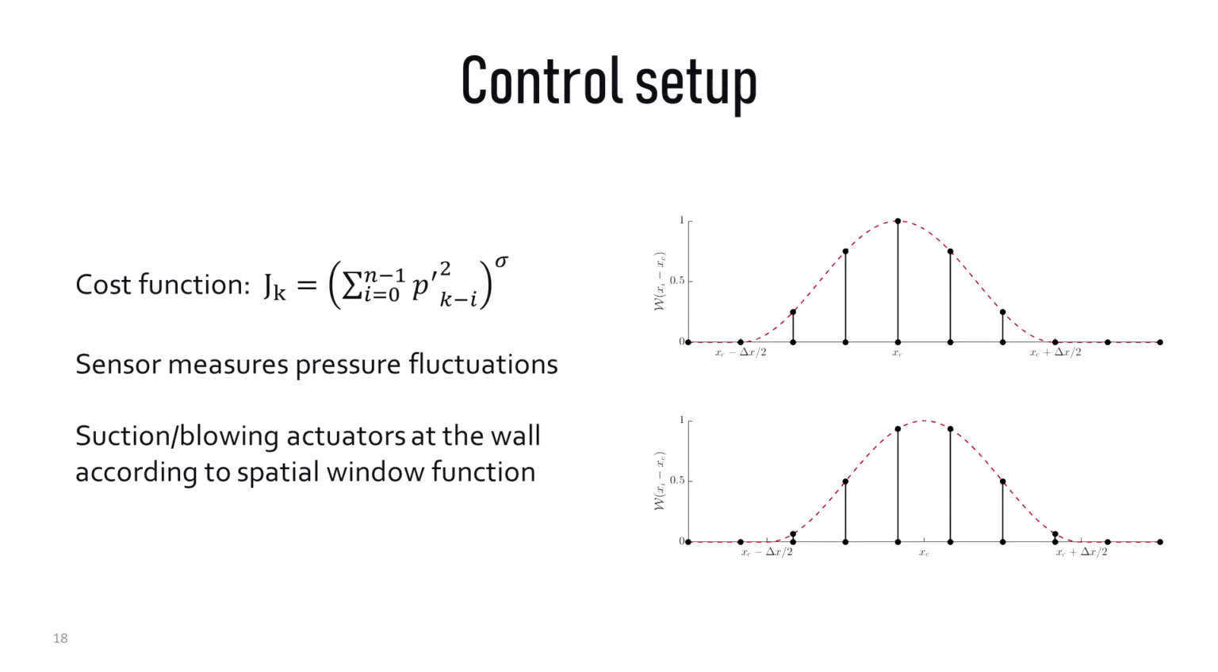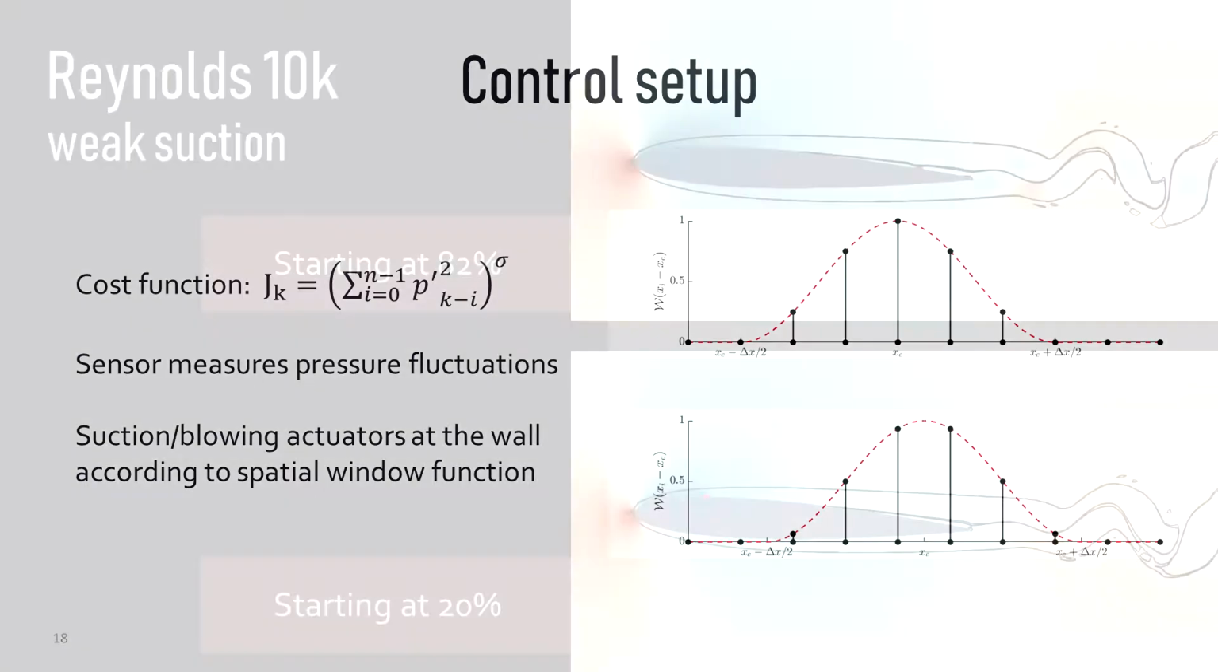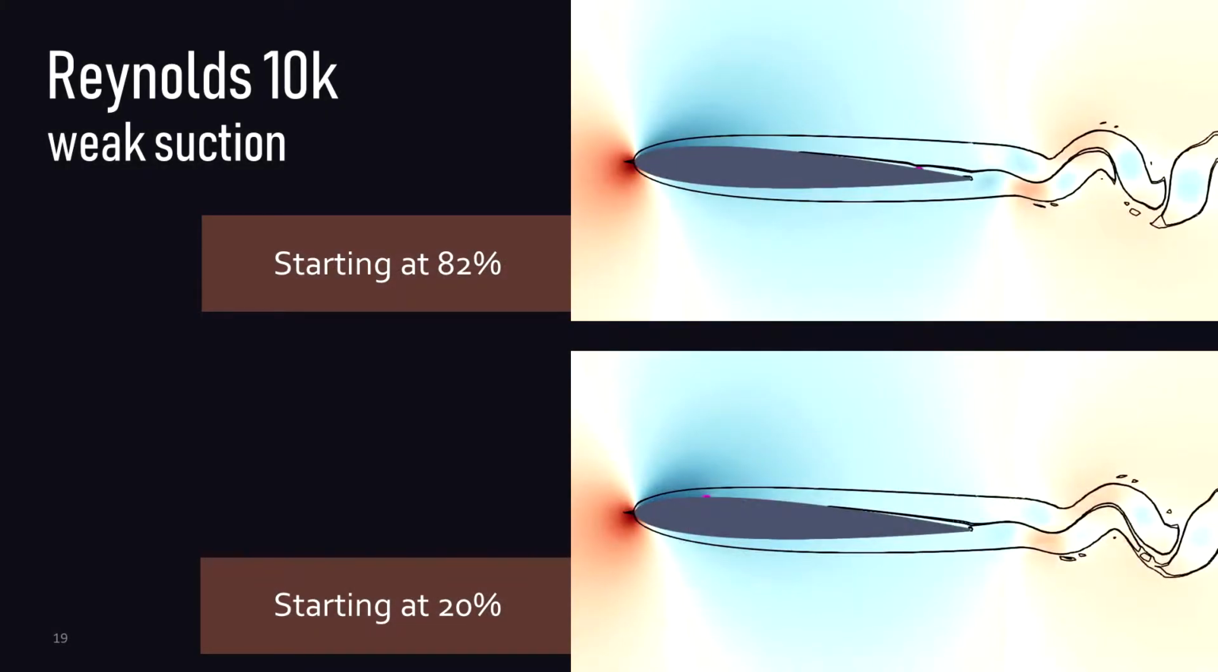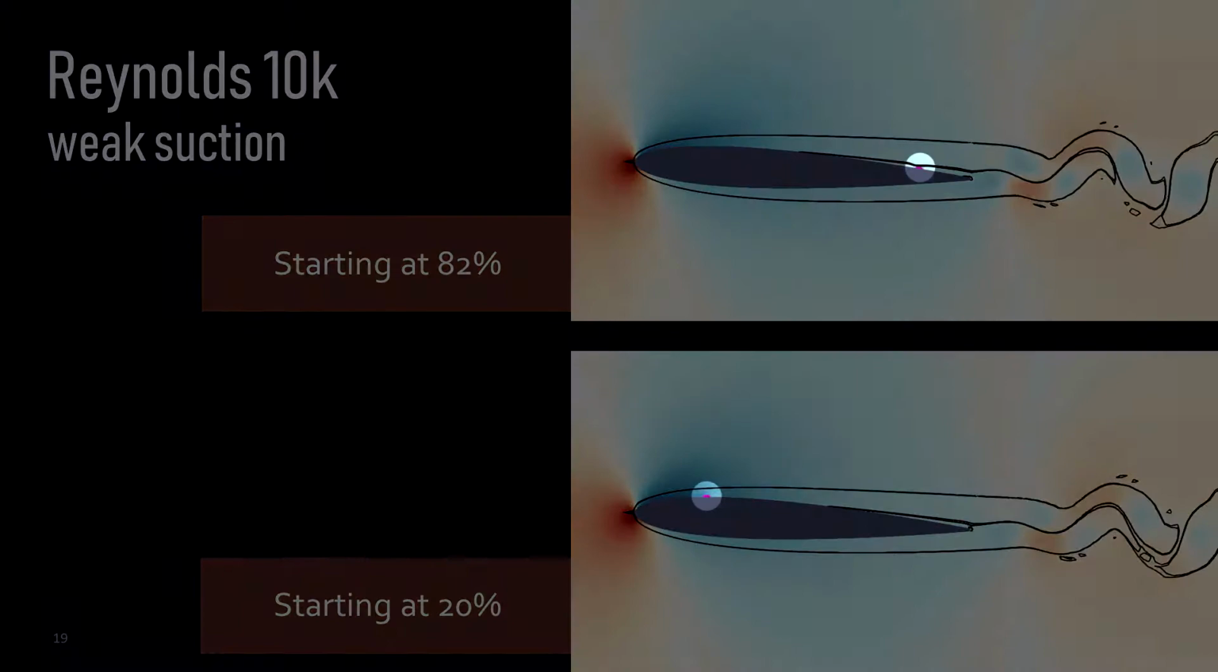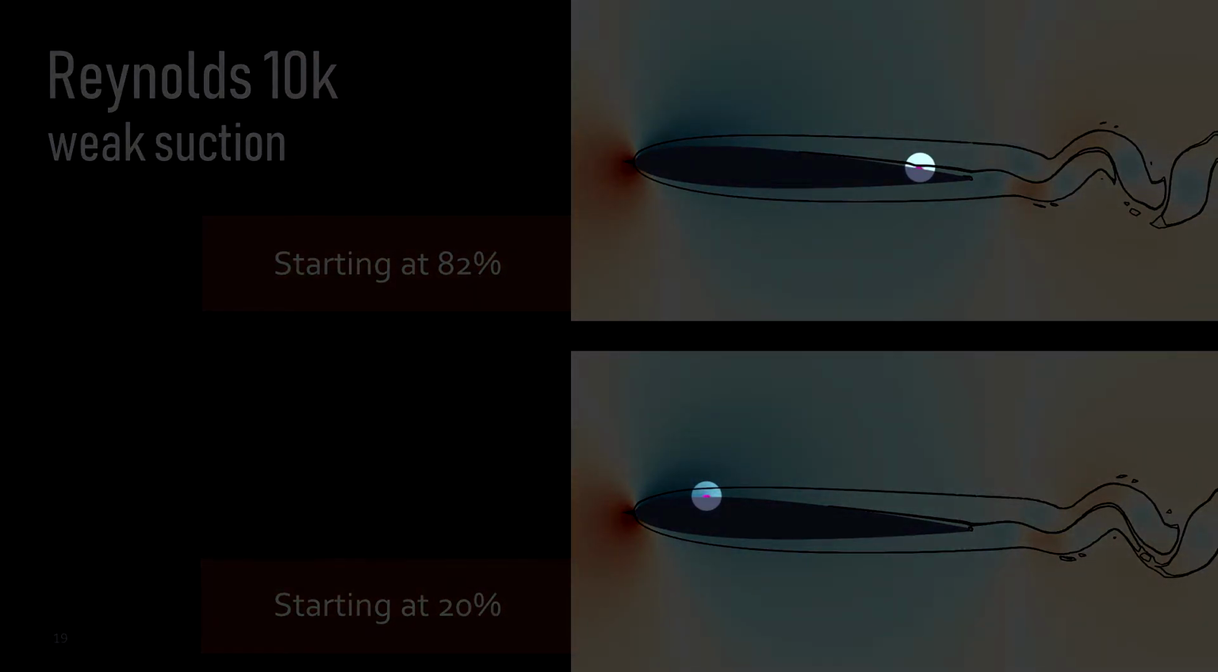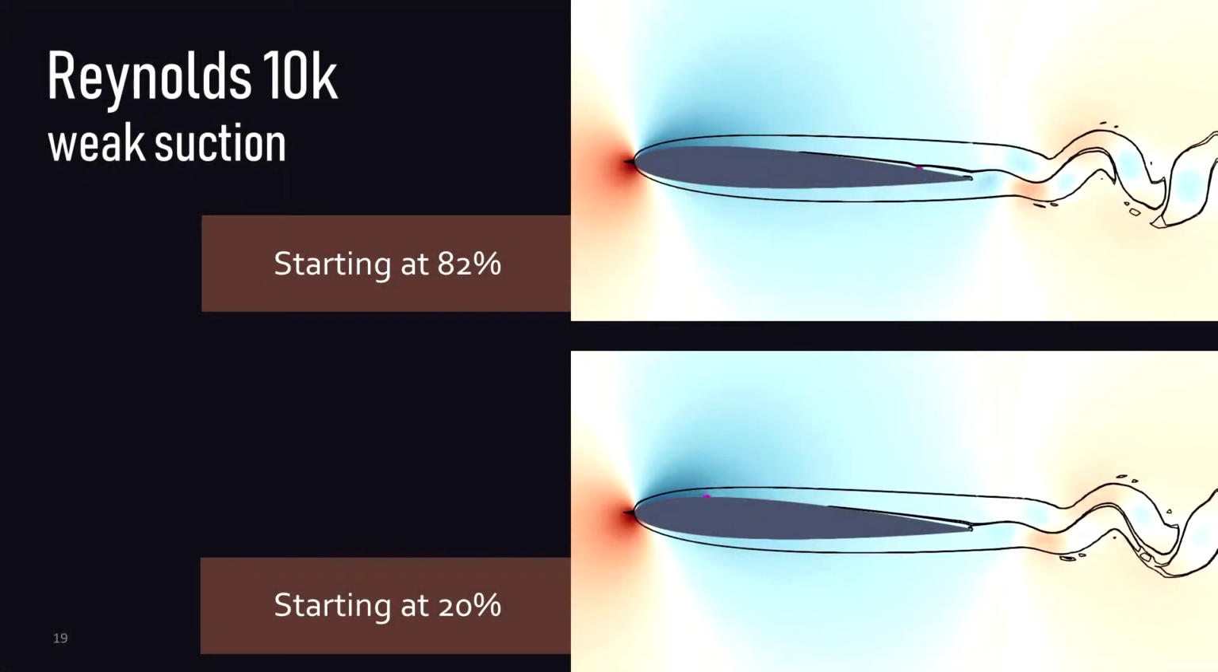The actuators are suction or blowing devices. The momentum values are weighted on the grid cells according to a position, a maximum intensity, and a cosine window function. For the simulation with Reynolds 10,000, we guess initial positions for the actuation at different points, indicated by the pink mark. In the upper case, we start at 82% of the chord, near the trailing edge, while the other case uses an initial guess at 20%, near the leading edge.